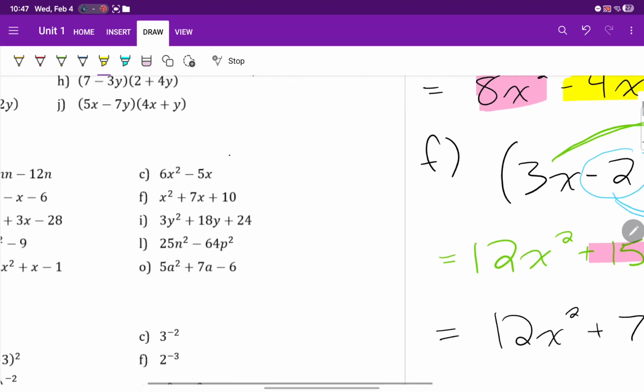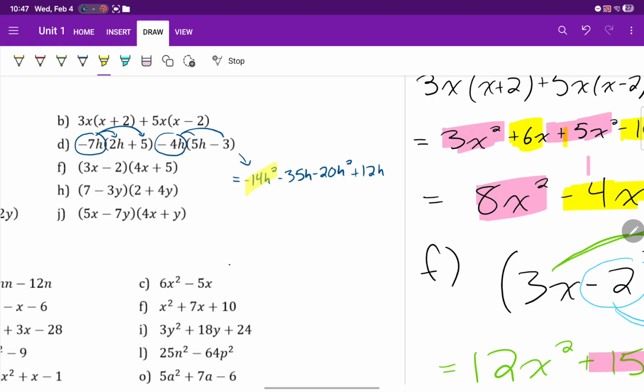Now, it does say simplify, so when we're simplifying, we are also collecting our like terms. Those are two like terms here. Here are my other two like terms. I am going to combine those together. I have -14 minus 20, that is -34h squared, and I have -35 plus 12, that is -23h. Now there's a possibility that I make some arithmetic mistakes here, but I am going to do my very best to not make any mistakes as we go.